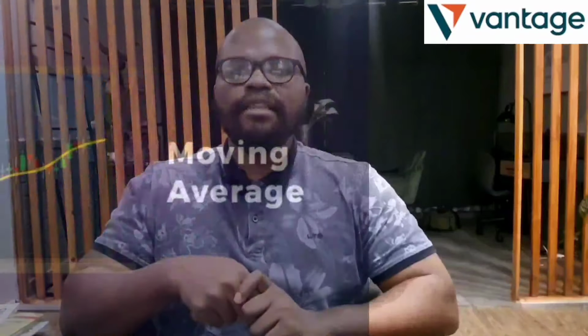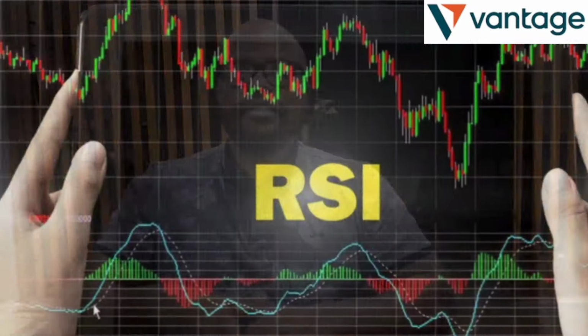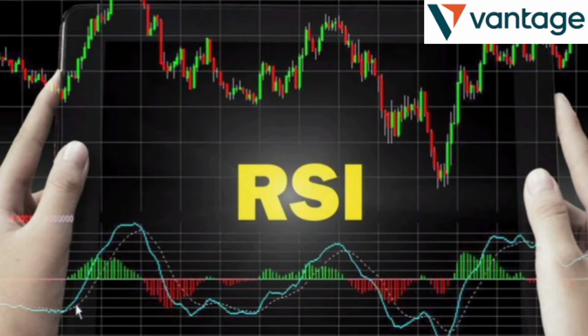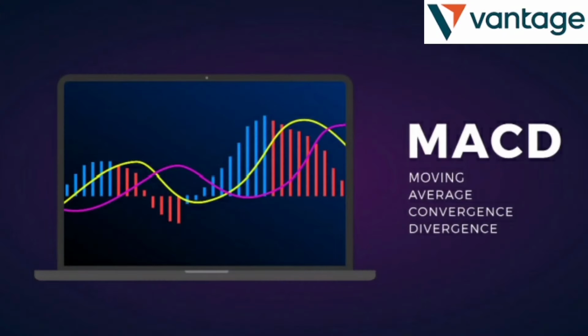So what are the popular indicators that we are going to be discussing? We're going to speak about three indicators. The first one being the moving average, then the second one being the RSI, or better known as the relative strength index, and then the third one is the MACD, which we call the moving average convergence and divergence. So let's first look at the moving average indicator.